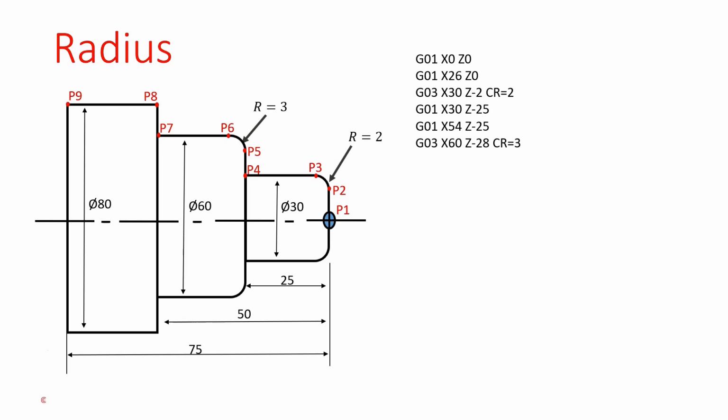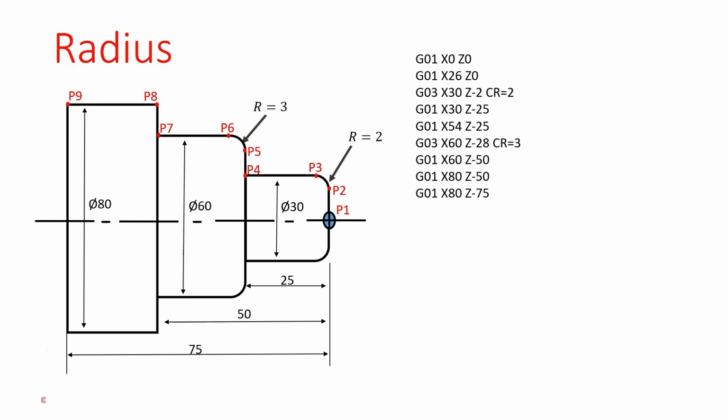Next, go to the P7 point. At this point, change the motion from circular to linear. Because this point motion is linear motion. That point value is G01, X60, Z-50. Next, the P8 point. That point value is G01, X80, Z-50. Next, P9 is the last point. That point value is G01, X80, Z-75. This is the first method of radius programming.